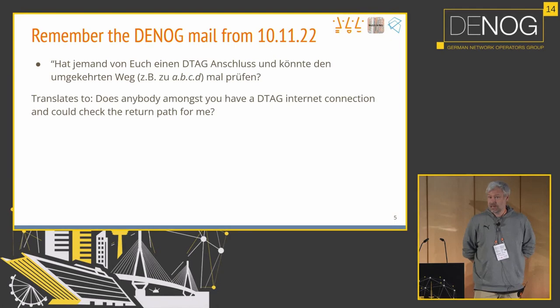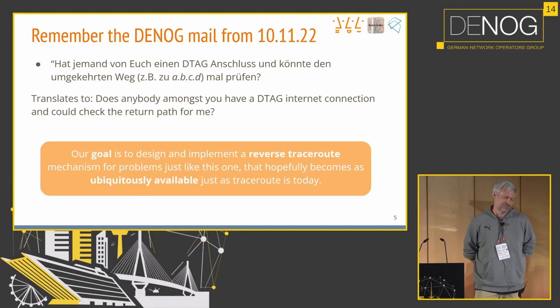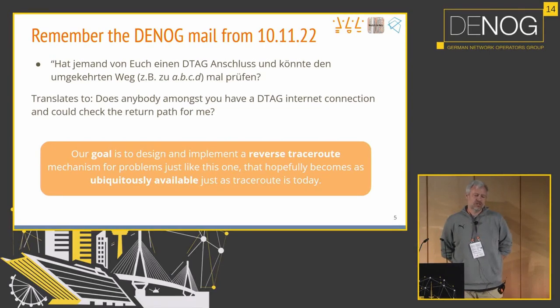People did that, so that is a nice thing. The DENOG community is very nice, and they're very helpful, and people did just that. But it's 2020, and maybe we can have a tool for this and don't have to use a mailing list for it. So our goal with this work is really to design a reverse traceroute, so you get the potentially asymmetric backward path, and we want to implement it too. And at some point, we hope this is as ubiquitously available as ping and traceroute. So a facility for the public internet for all of us.